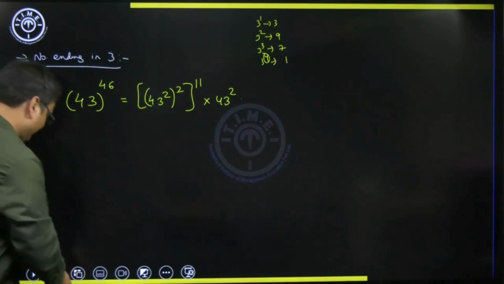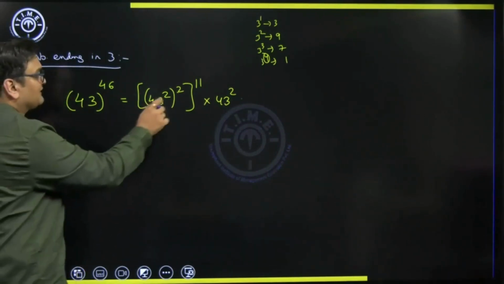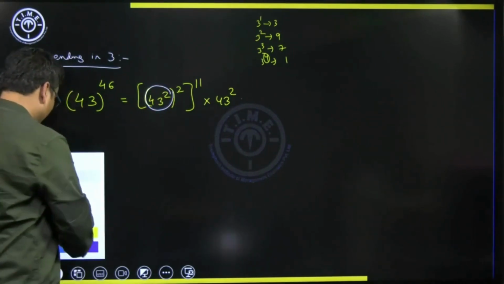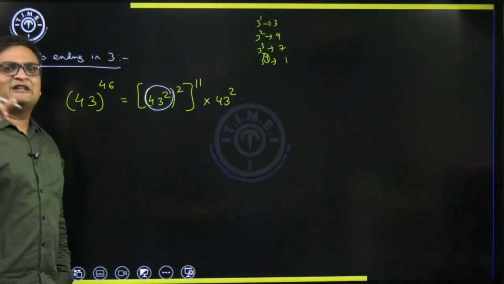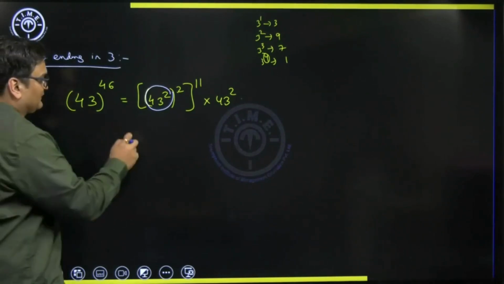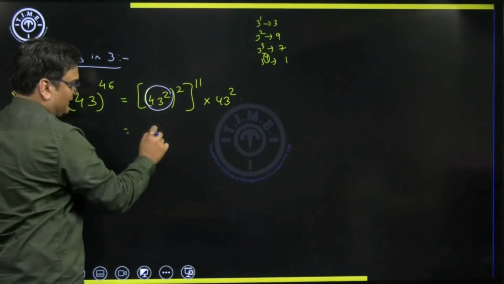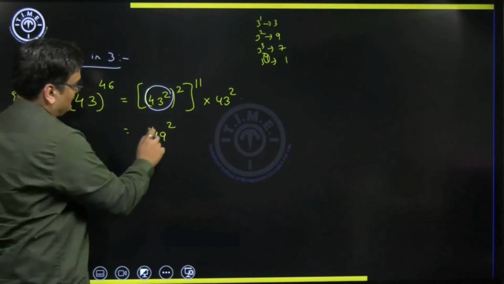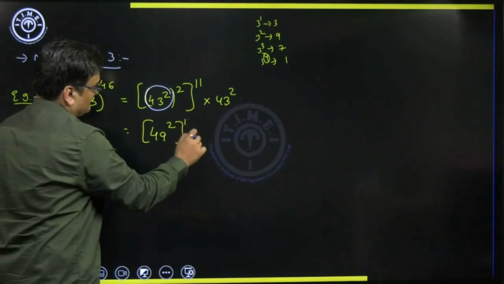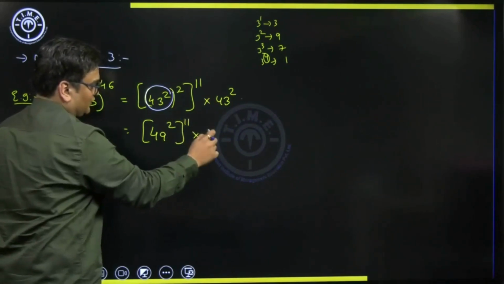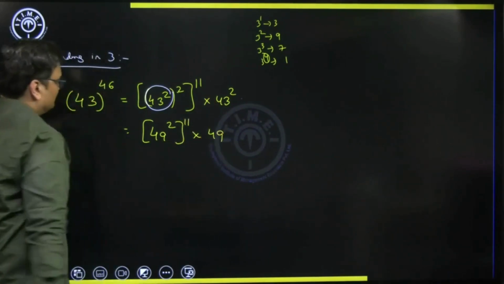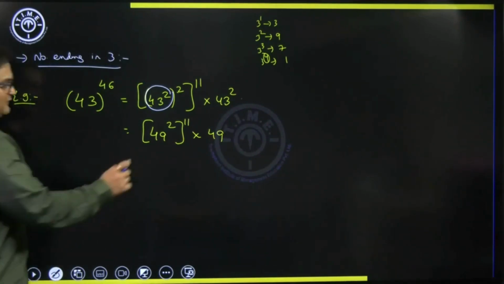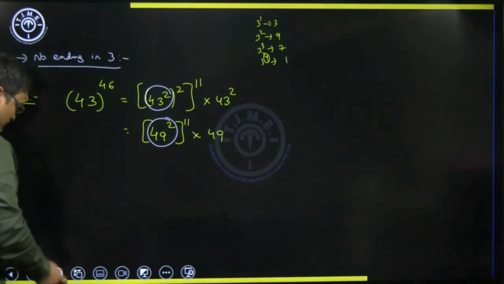Now notice, what will be the last two digits for this number 43 square? So can I say 43 square last two digits will be same as 50 minus 43, which is 7 square. So it's going to be 49, this value. This square is still intact, we have not used that. Whole power 11 into 43 square, we just now saw, will be 49. Okay, stay with me. Next, observe 49 square. Find the last two digits of 49 square.